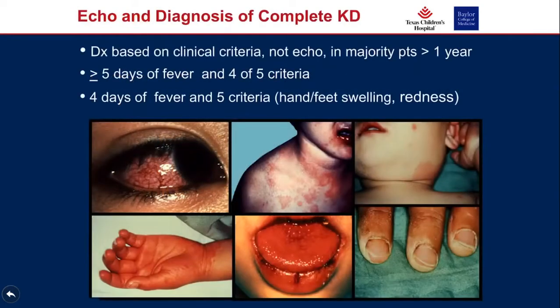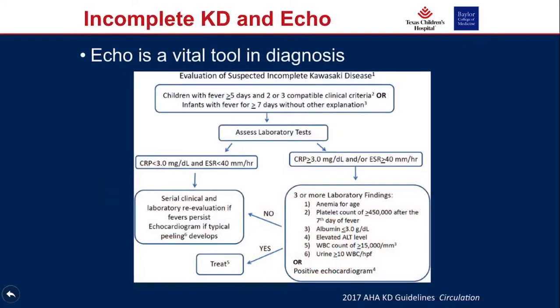The diagnosis of Kawasaki's for most children more than a year of age is based on clinical criteria, so you really don't need to do an echocardiogram before starting IVIG if you meet the clinical criteria that Dr. Neuberger went over. However, echo is a vital tool in the diagnosis for those who have incomplete features, as from this very familiar algorithm from the 2017 guidelines for patients who don't have all the clinical features.